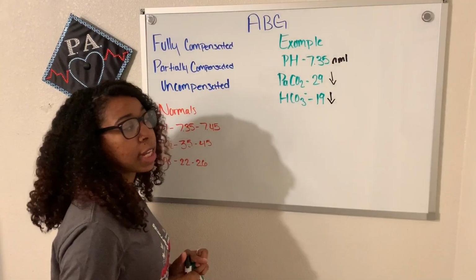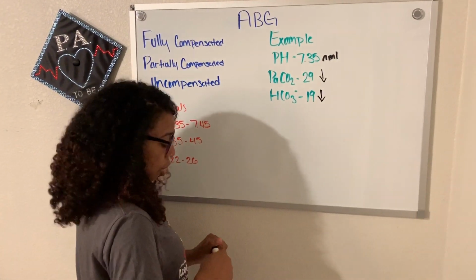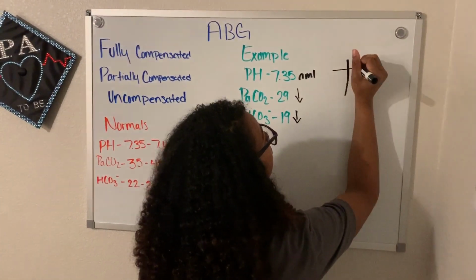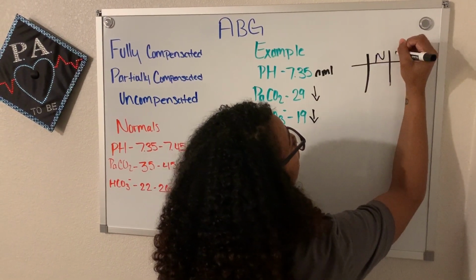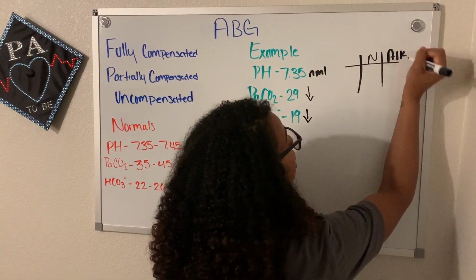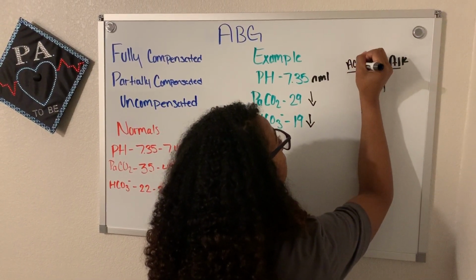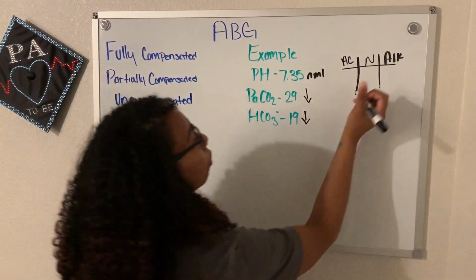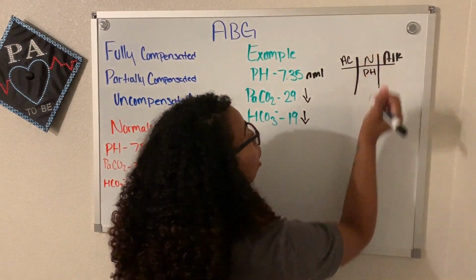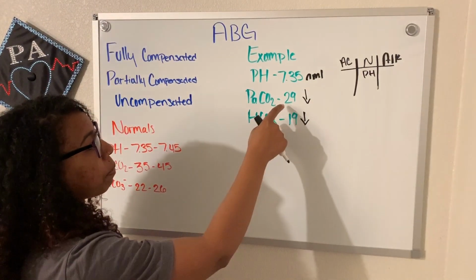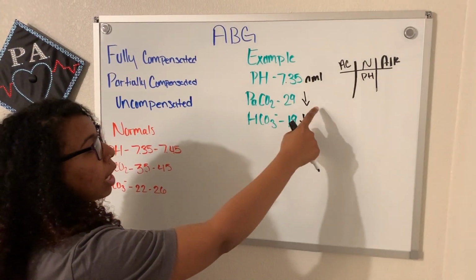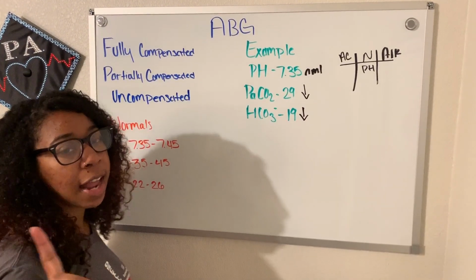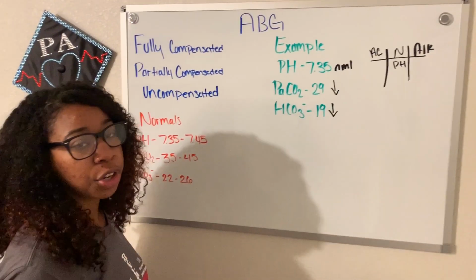Now here comes our tic-tac-toe method. So you're going to write it out like you're doing tic-tac-toe. You've got normal, you have alkalosis, and then you have acidosis. I just abbreviated them. Our pH is normal, so we're going to put our pH under normal. PaCO2, it decreased. HCO3, decreased. Now, pause. I'm going to show you the number line.